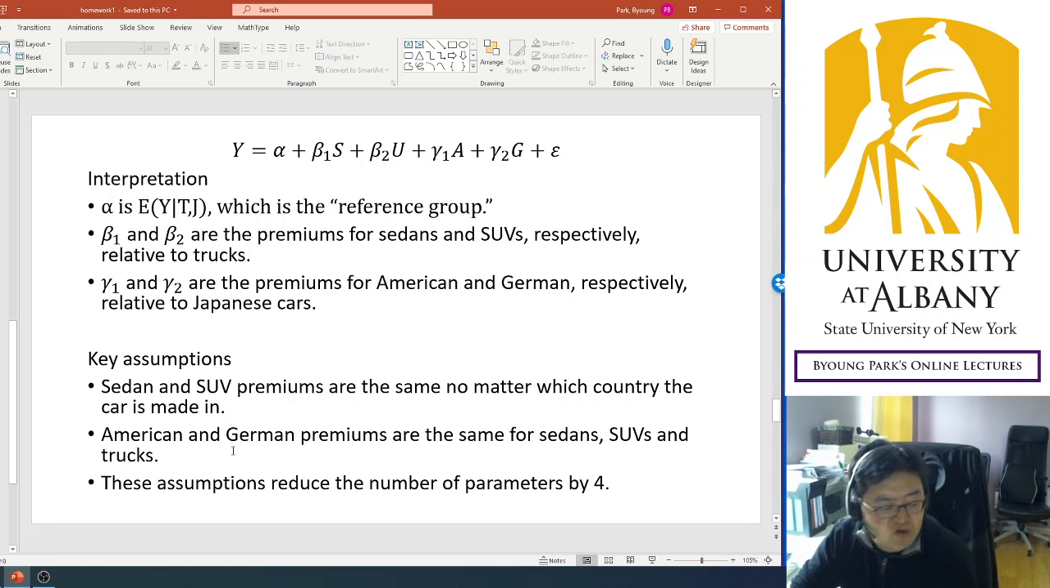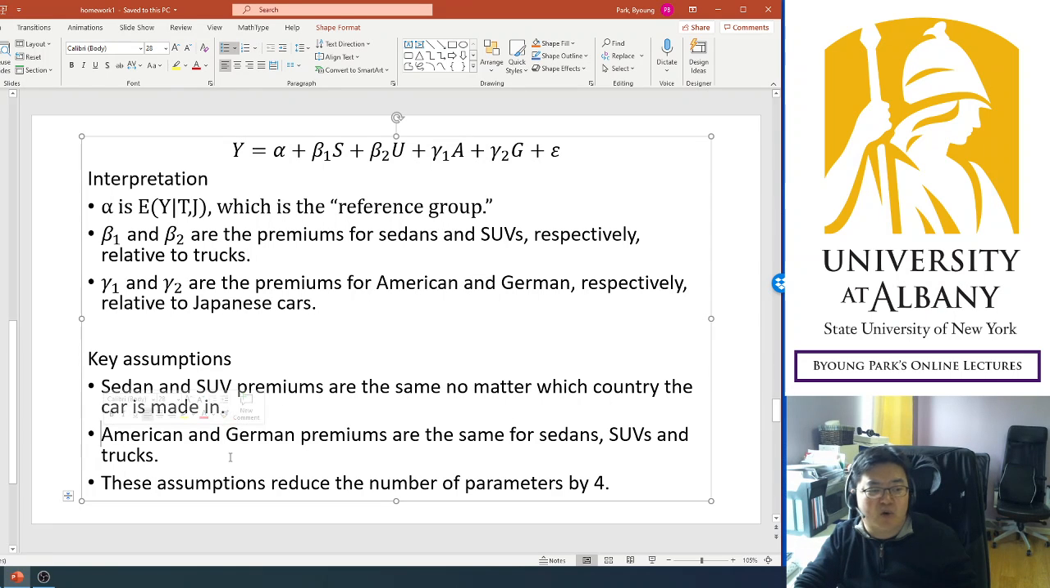So now you need to think about whether these assumptions are correct or not. For example, if you believe that American auto companies are better at trucks and German auto companies are better at sedans, then the American premium must be higher for trucks than for the other types. So this assumption breaks down, right? So you need to understand the assumptions to judge whether your model is correct or not.